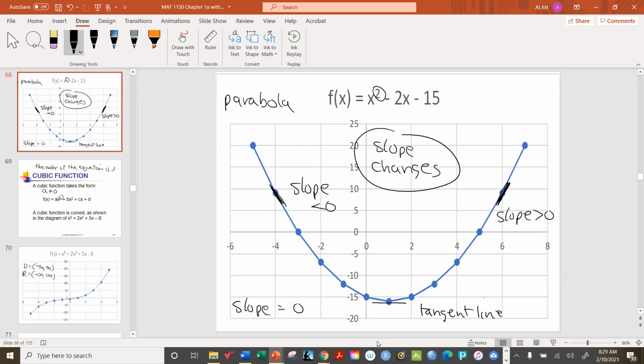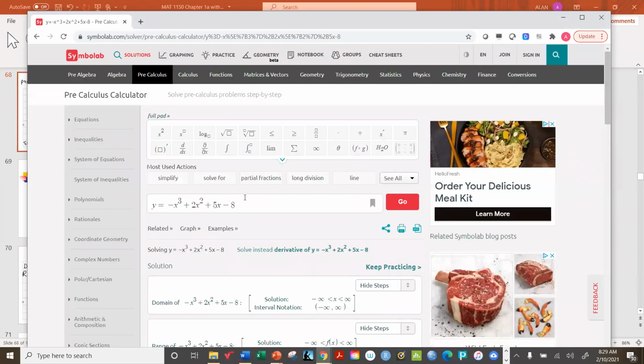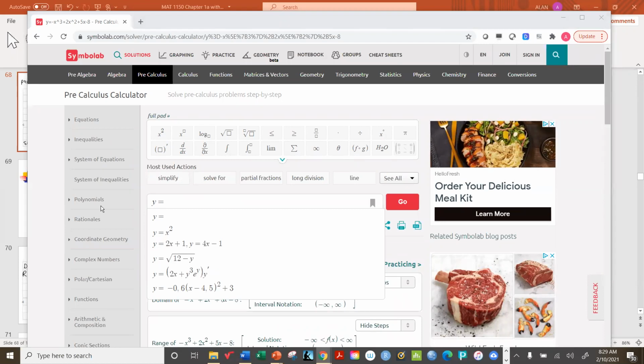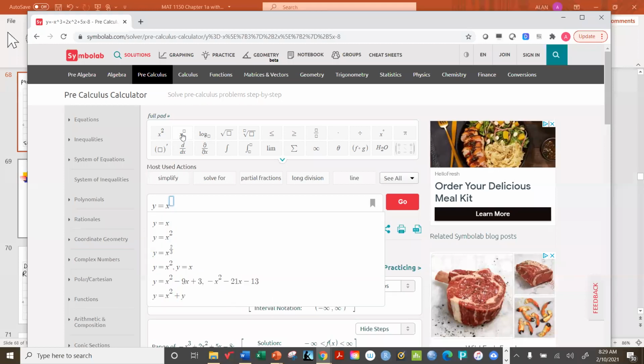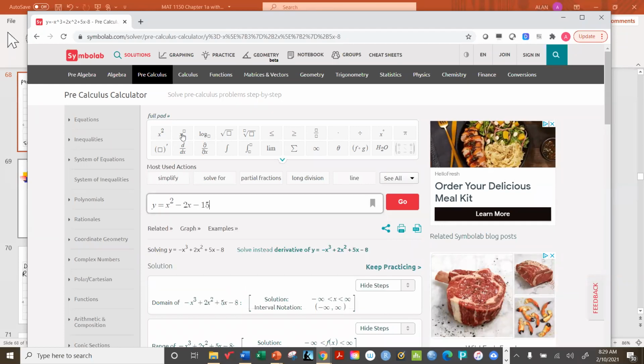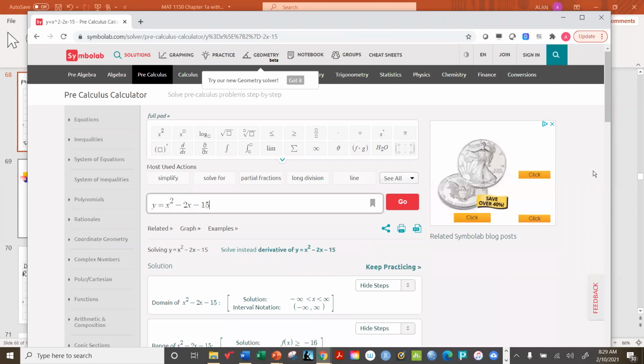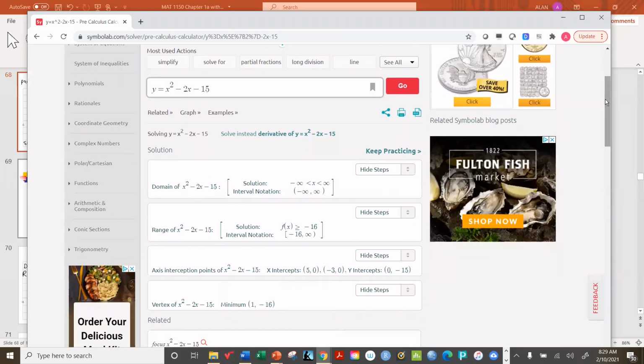Oh, one more detail here. If you notice, this curve only goes down so far, which means that the range is limited. Let's go back to this one real fast in SymbolLab. Hold on a second. This one was y equals x squared minus 2x minus 15. So the range does not include all the real numbers. There's a minimum value that this function can have, and that is negative 16, it looks like.